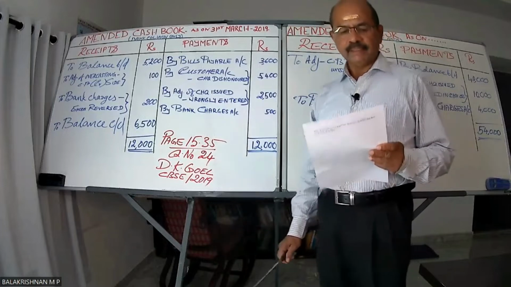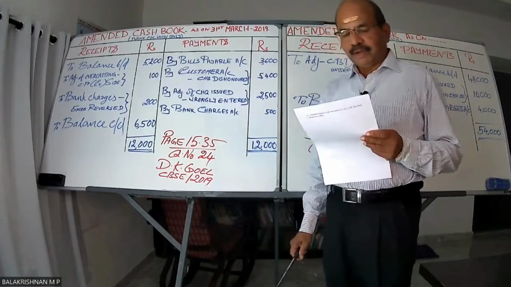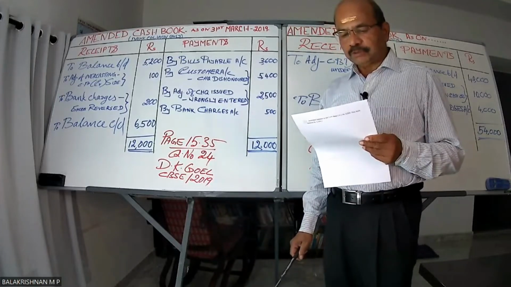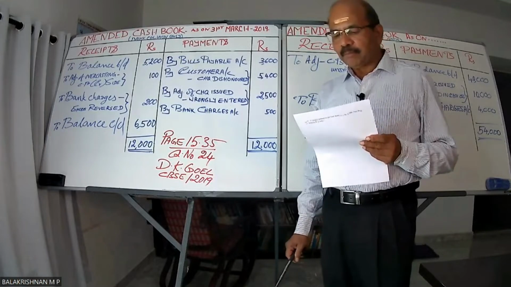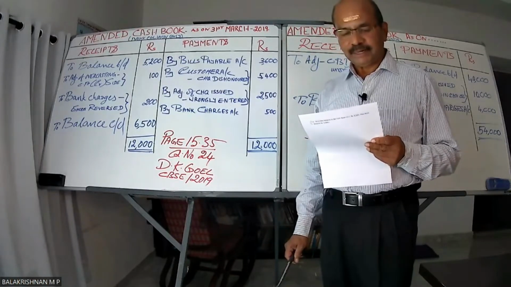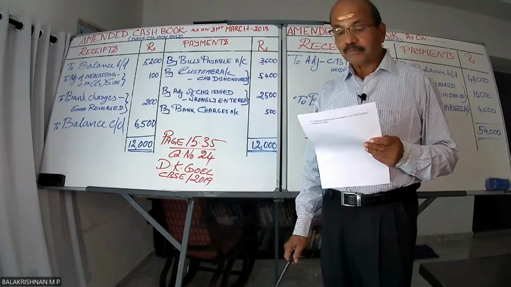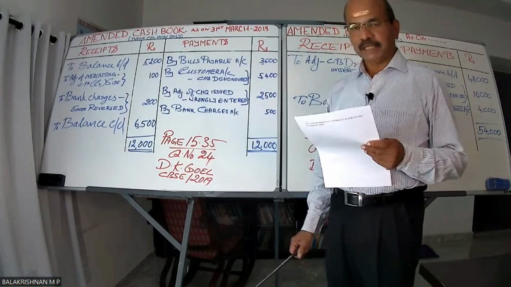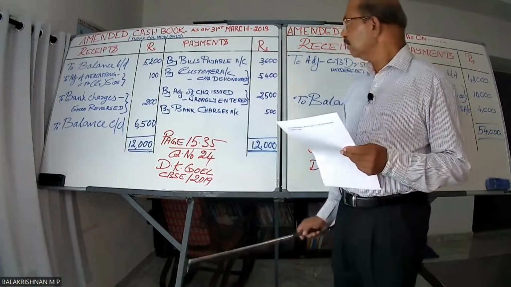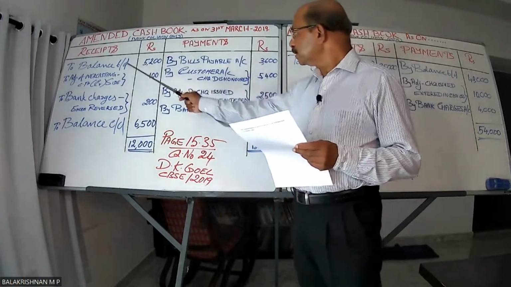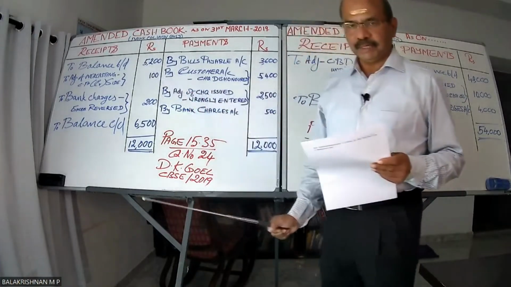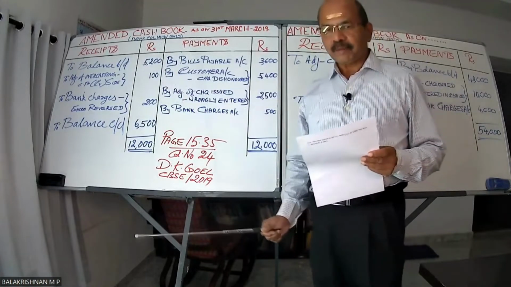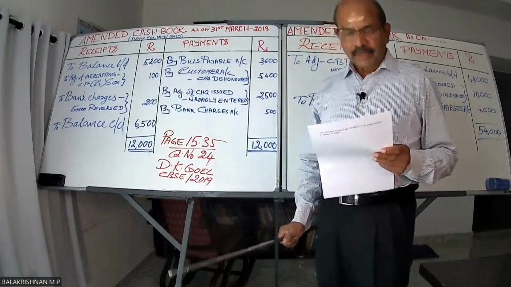Well, it's like that. On 31st March 2019, the bank column of cash book of Mr. Rajesh showed a debit balance of rupees 5,200. So debit balance, cash book. Let us take up that one. Balance brought down 5,200. We are starting with it. Now we are going to amend wherever required. Okay.